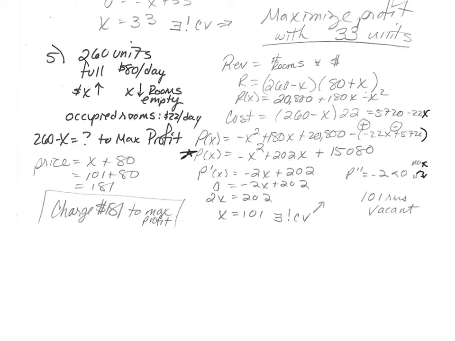But the question they're asking us is how much should we charge? But remember, the number of rooms that's vacant, X, is also what we're adding to the price. So add 101 to the 80. So you want to charge $181 to maximize your profit.